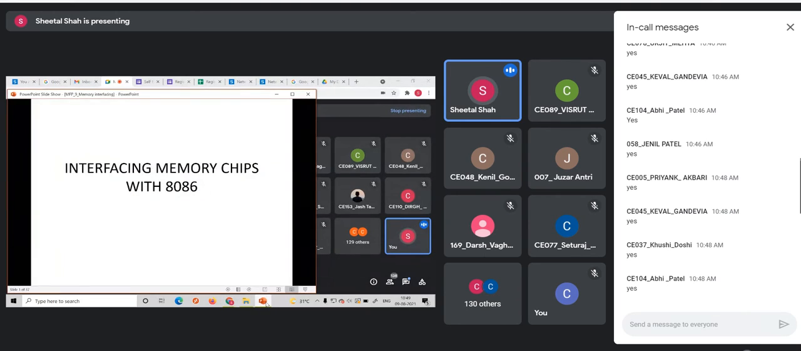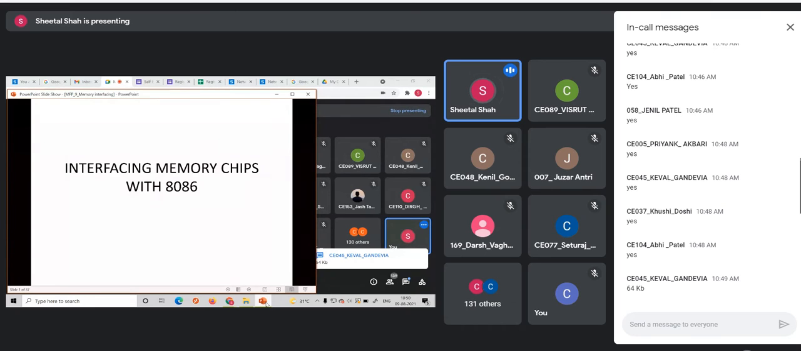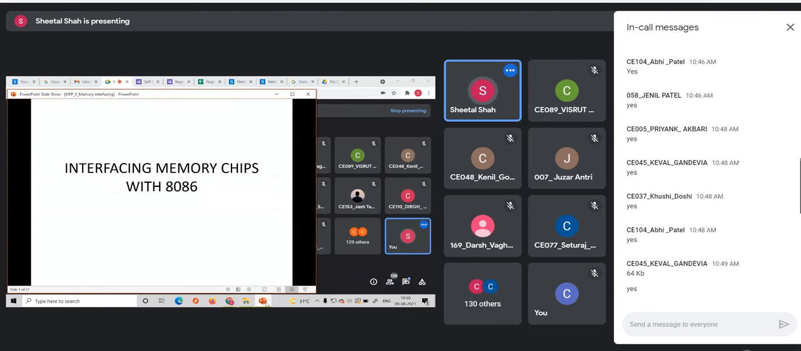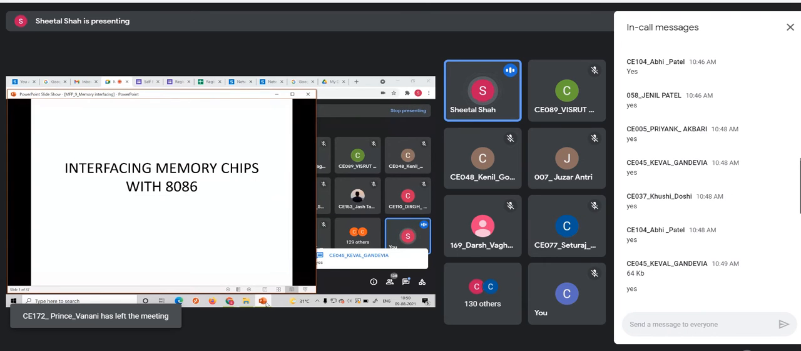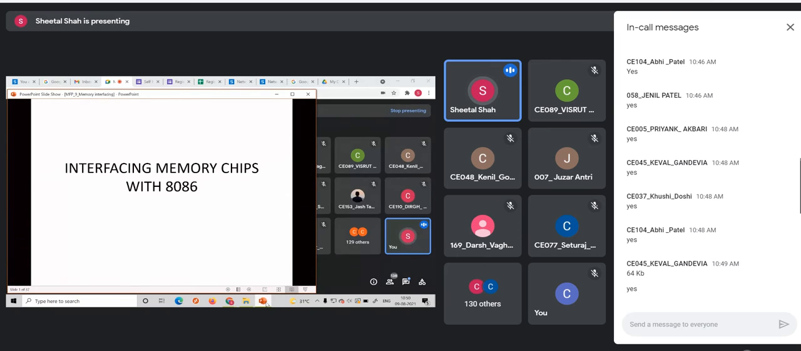So today we'll see about the interfacing of the memory ICs with the 8086 microprocessor. As we know, what is the maximum size of the main memory the 8086 can have? 2 raised to 20, that is equal to 1 megabyte. Not 64 kilobytes, it is 1 megabyte. Since we have 20 address lines, the maximum memory capacity would be 2 raised to 20, that is equal to 1 megabyte.